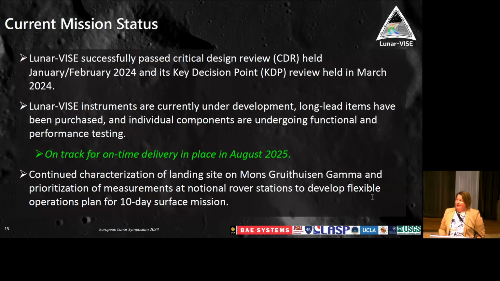The science team is busy continuing to characterize the landing site and really developing a way to make sure that we have a very flexible operations plan when we get to the surface so that we can collect as much data at the dome as possible for everyone here in the room. So with that, thank you.